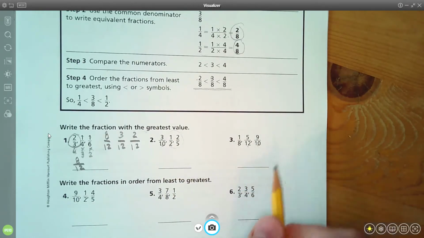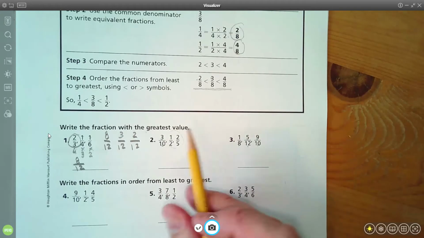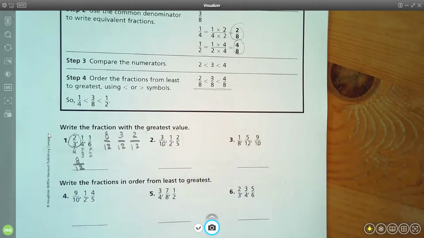It'll be a little trickier, or you can use kind of common sense and see which one of these is the biggest fraction of all of those with the same 3 tricks we taught last time. This one says write the fractions in order from least to greatest, so put them in smallest to biggest.